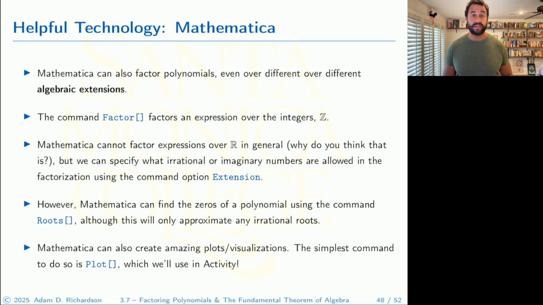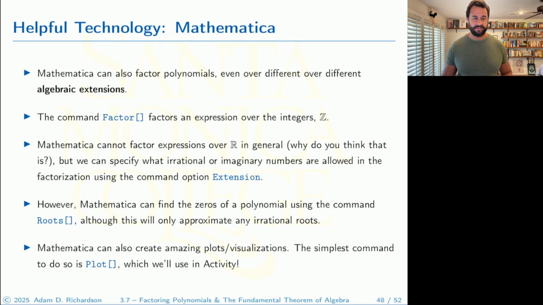The other thing is Mathematica can already factor polynomials, and it can even factor them over different algebraic extensions. Algebraic extensions are basically like number sets with a few other numbers tossed in just to look at the structure. So the command factor is what lets you factor a polynomial over the integers Z. So if you plug a polynomial into this command in Mathematica, run it, hit shift return, it'll factor it over the integers pretty instantly as long as the degree is not gigantic.